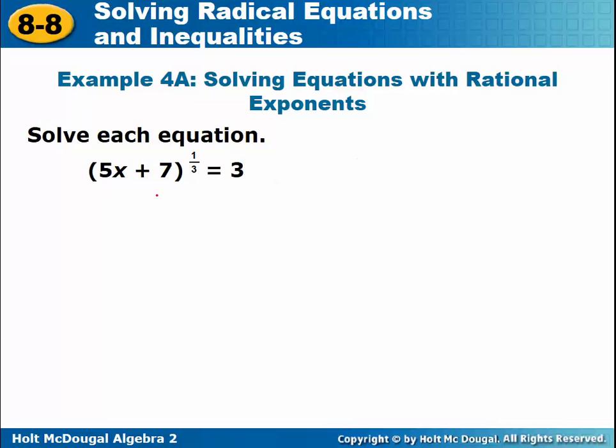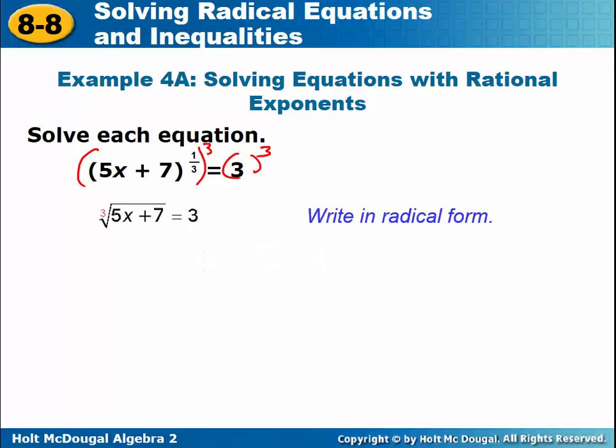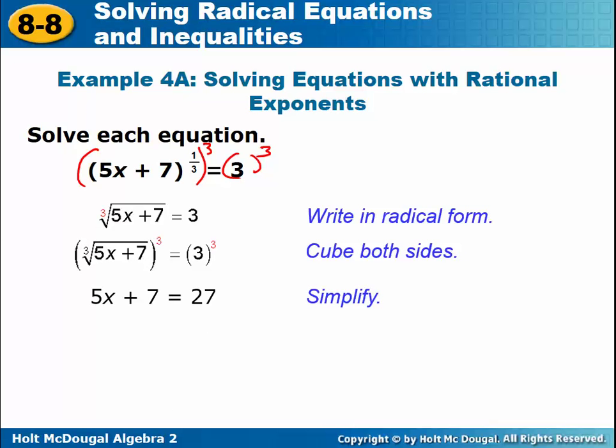So in this one, we will raise everything to the third power because that's the reciprocal of 1/3. So you raise everything to the reciprocal of the power that you have. You do not have to write it as a radical first. You can just go ahead and cube both sides like I was going to do right away. When you raise a power to a power, you multiply, and 3 times 1/3 is 1, so we're just left with 5x plus 7 equals 27.